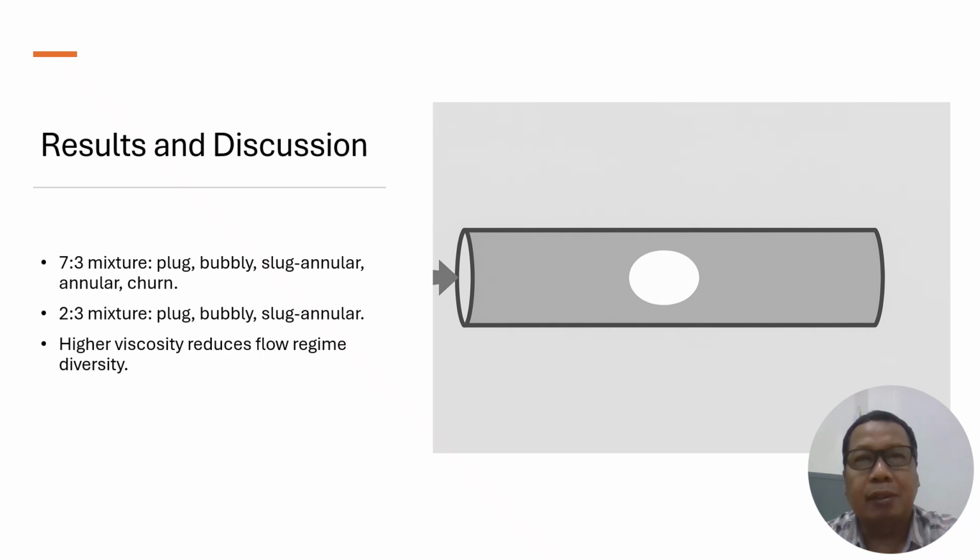Ladies and gentlemen, our results showed that the 7:3 mixture exhibited a wider range of flow patterns, including plug, bubbly, slug annular, and churn flow. And the 2:3 mixture displayed only plug, bubbly, and slug annular patterns. This indicates that higher viscosity in the 2:3 mixture reduces the diversity of flow regimes.